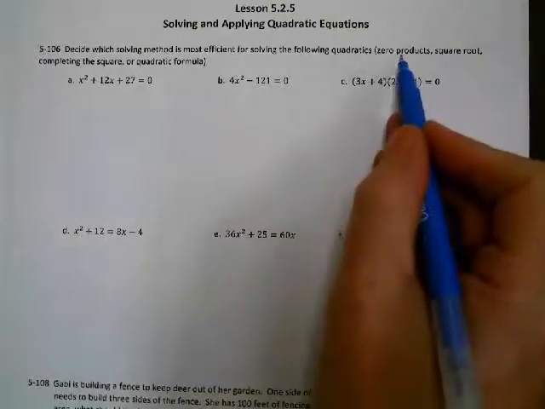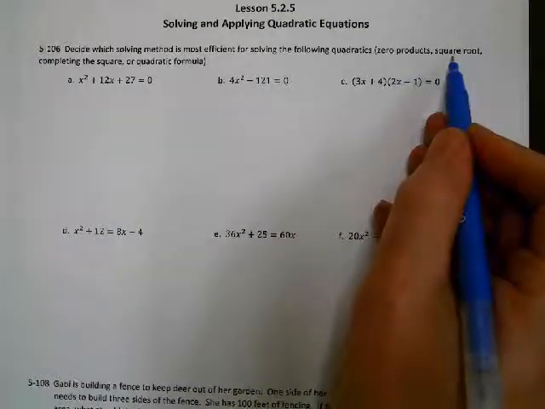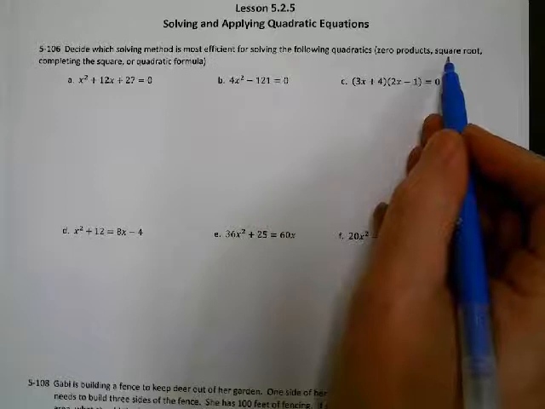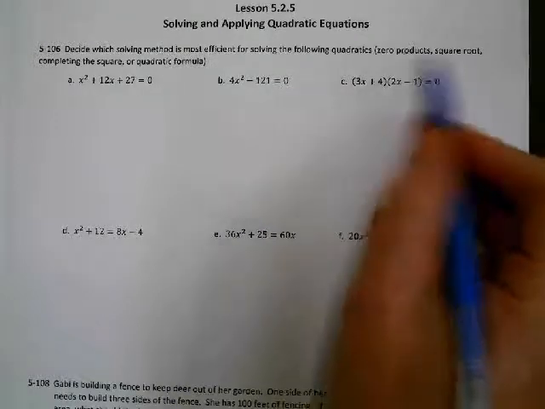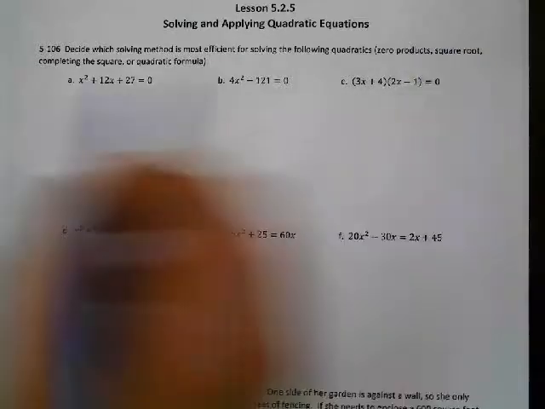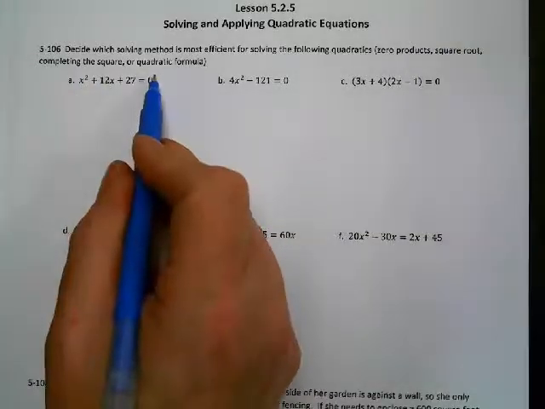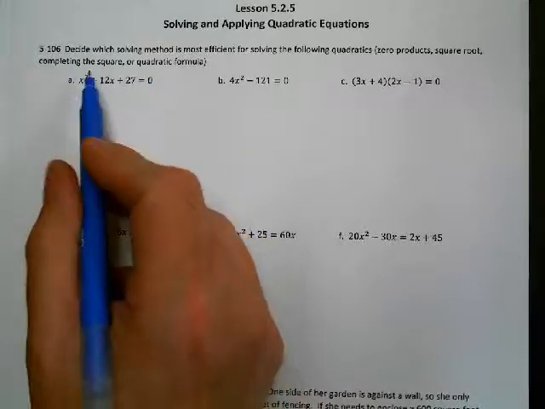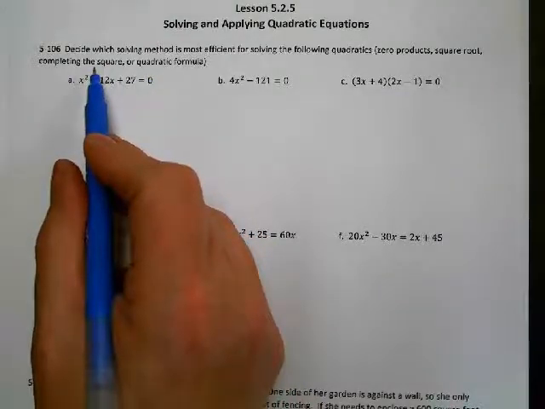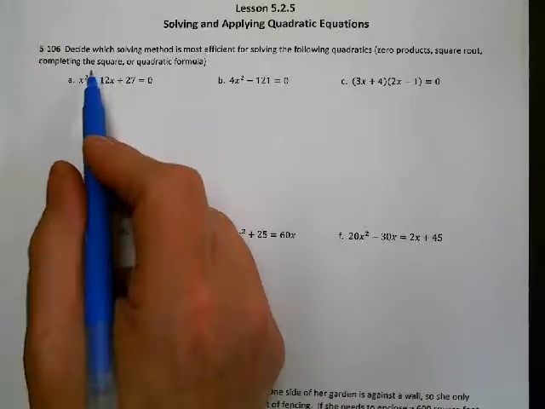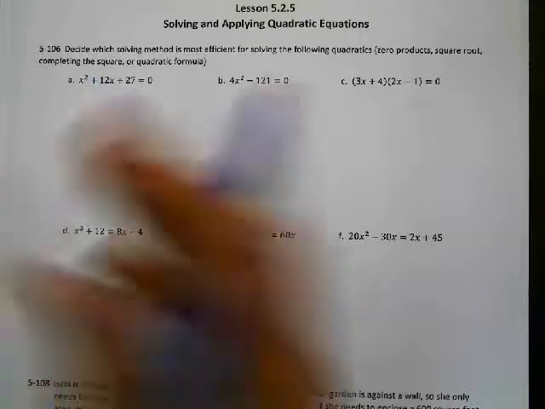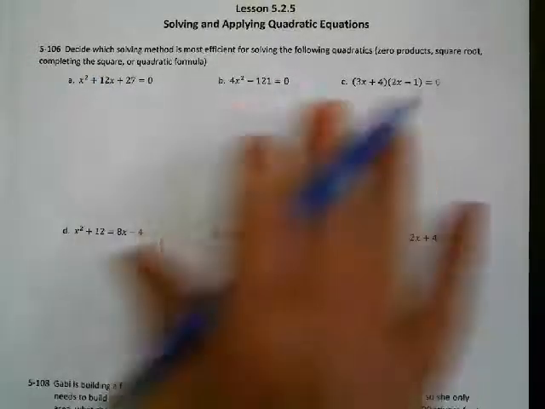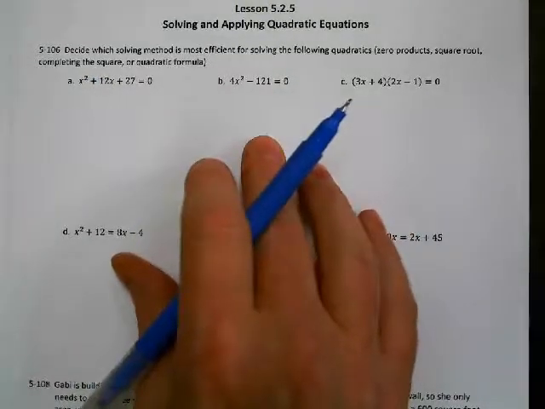Now, the thing is, zero products and square roots are pretty fast ways to do it. The problem is they don't always work. So these two don't always work. Completing the square and quadratic formula always works, but they're usually the longer methods. And plus, when we do completing the square, we usually only want that middle term to be an even number and no x squareds on it. So let's look at each of these problems and decide which method works best with it.